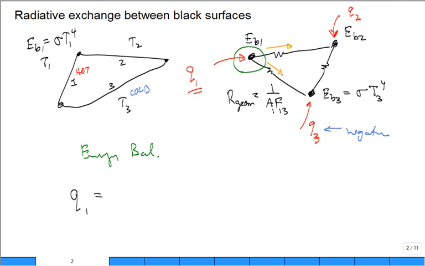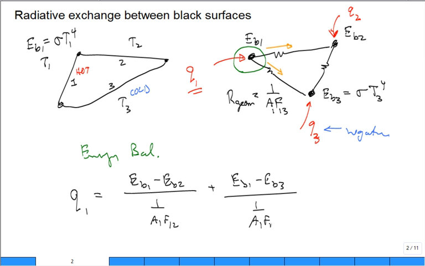You could. You could do that, but I'm just trying to follow the textbook, and I think it's a good strategy. So it'd be E_B1 minus E_B2 divided by the resistance 1 over A1 F1 to 2 plus what flows from E_B1 to E_B3 divided by 1 over A1 F1 to 3. And there's a good balance equation. You can write similar balance equation for each of those nodes. I recommend Q's in and then the flows away from that node through the resistors.